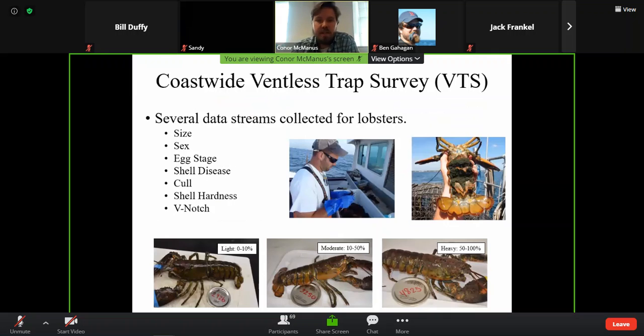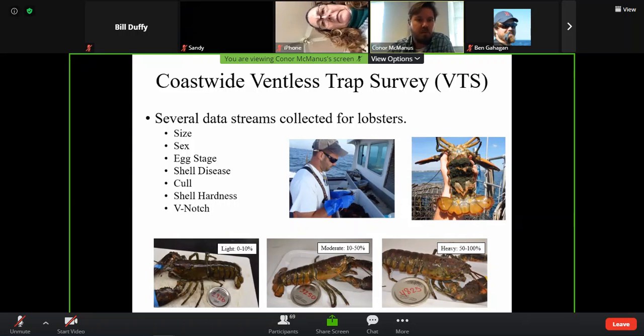We collect a lot of different data on lobsters. They're very unique, and with data streams being able to inform all different types of science and management questions for the populations. The data stream that I'm primarily focusing on today is shell disease. And as I mentioned earlier, we do have standardized methods for characterizing shell disease, not just presence or absence, but then severity, with some examples here of what we would call light coverage, moderate coverage, and heavy coverage for shell disease.